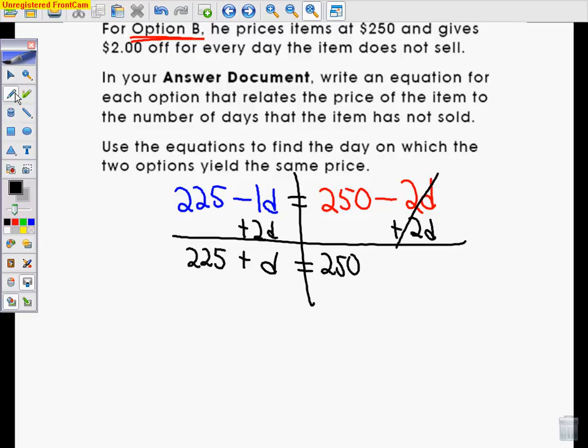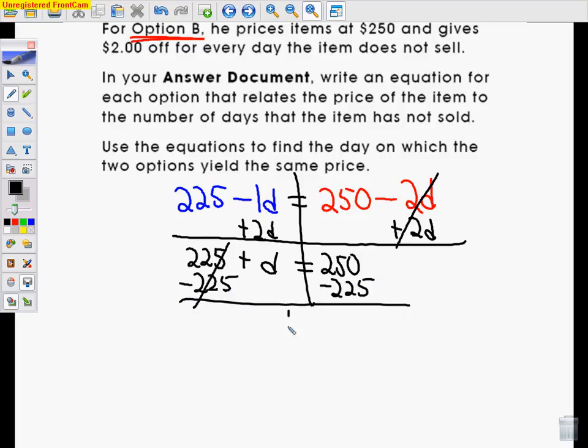So now we're going to go ahead and solve for d again. Once again, our whole goal is to get d isolated, to get d by itself. What's keeping d from being alone? Well, there's 225. So how do I get rid of a positive 225? You subtract 225 from both sides. So these cancel out, leaving you with d on the left. 250 minus 225 is 25. So use the equations to find the day on which the two options yield the same price. These two options will have the same price on day 25. Okay? All right, and that's your answer.